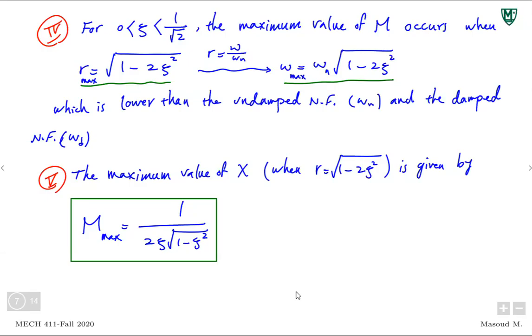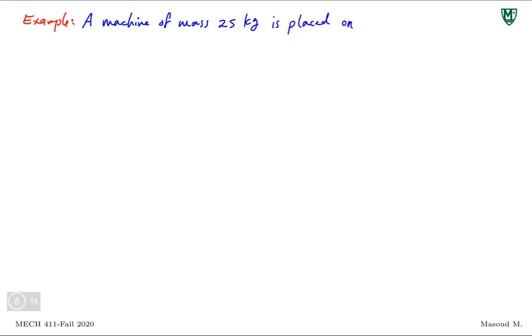All right, let's take a look at an example and see how we can use what we just covered. Example: I have a machine. Its mass is 25 kilograms, and it's placed on an elastic foundation.